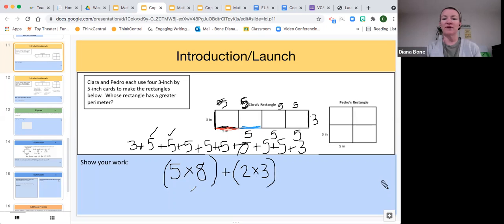Boys and girls, 5 times 8 is 40. Most of us know that. And if we don't, I know we're getting real close. And 2 times 3 is 6. Boys and girls, in our heads, what's 40 plus 6? That's right, 46. The perimeter of this rectangle is 46.